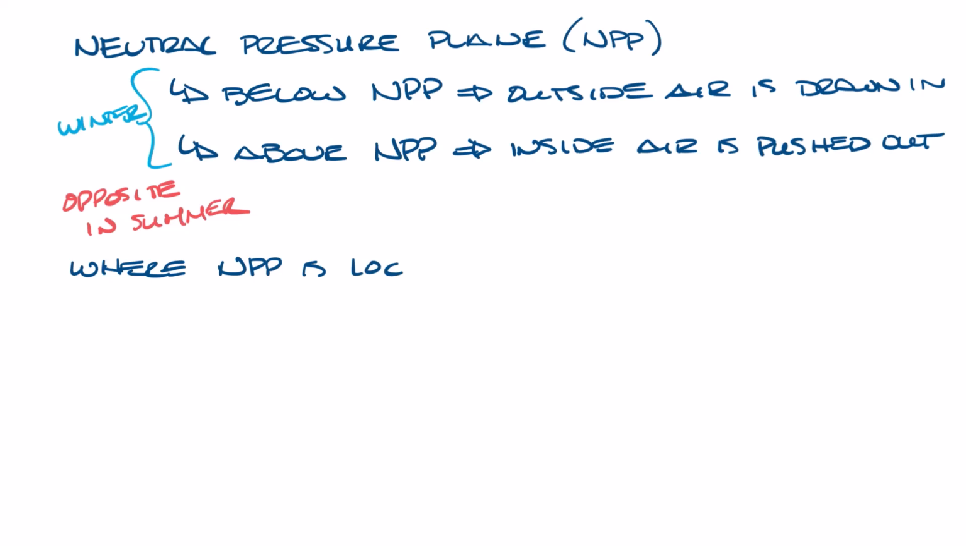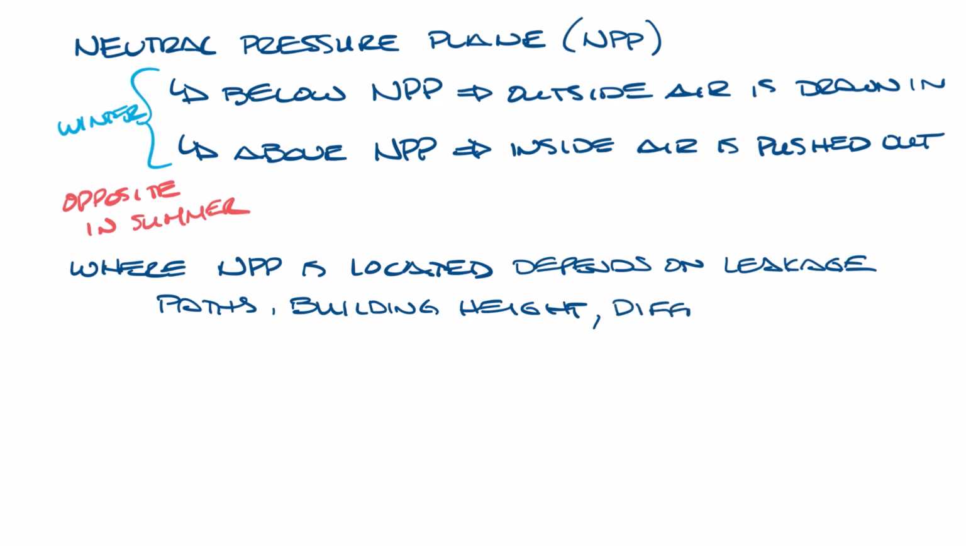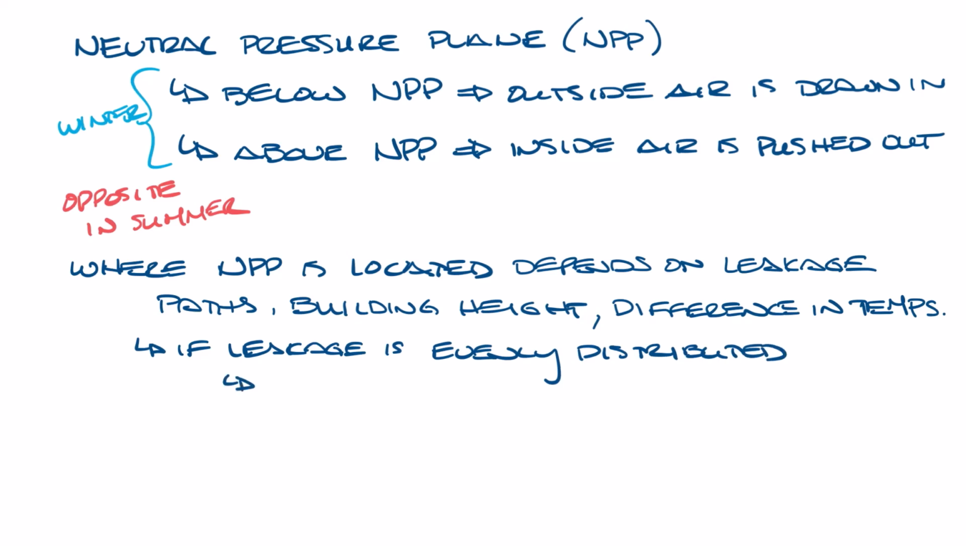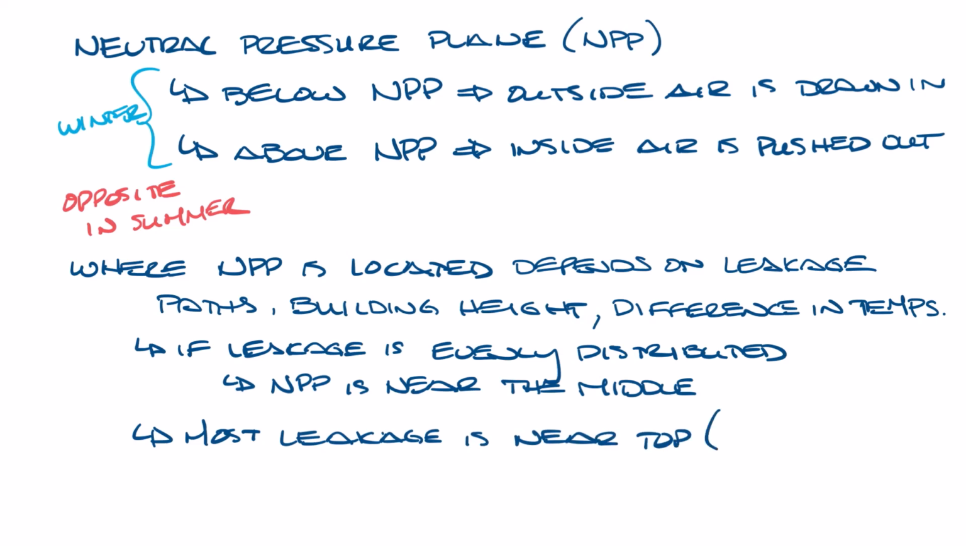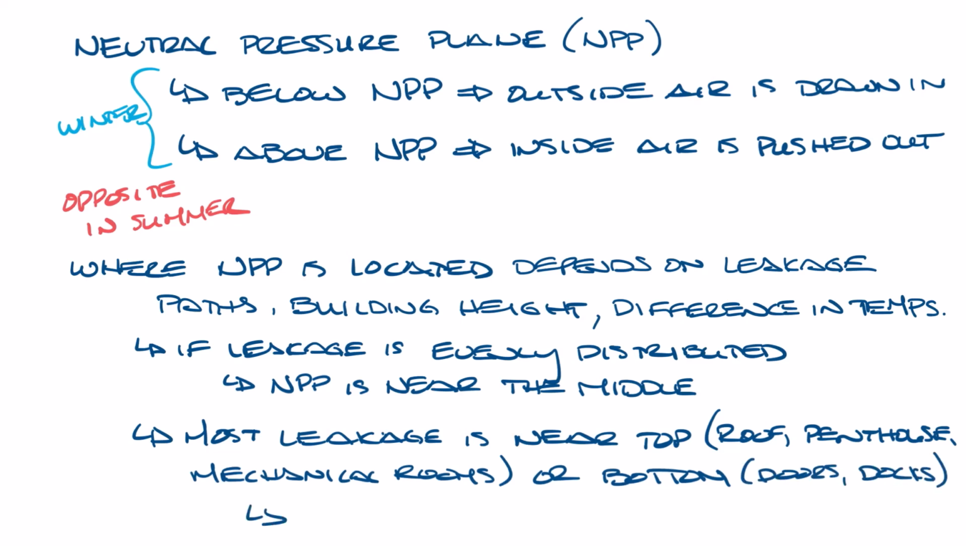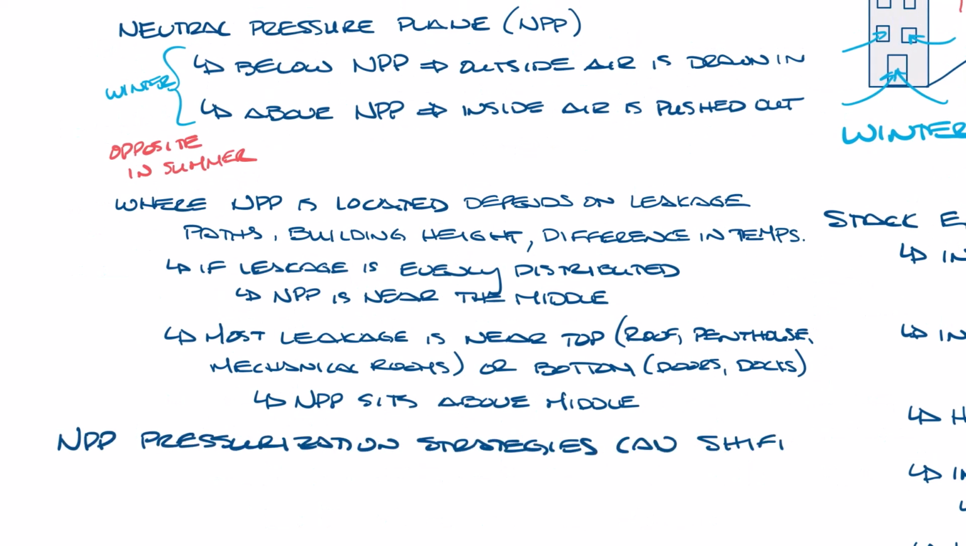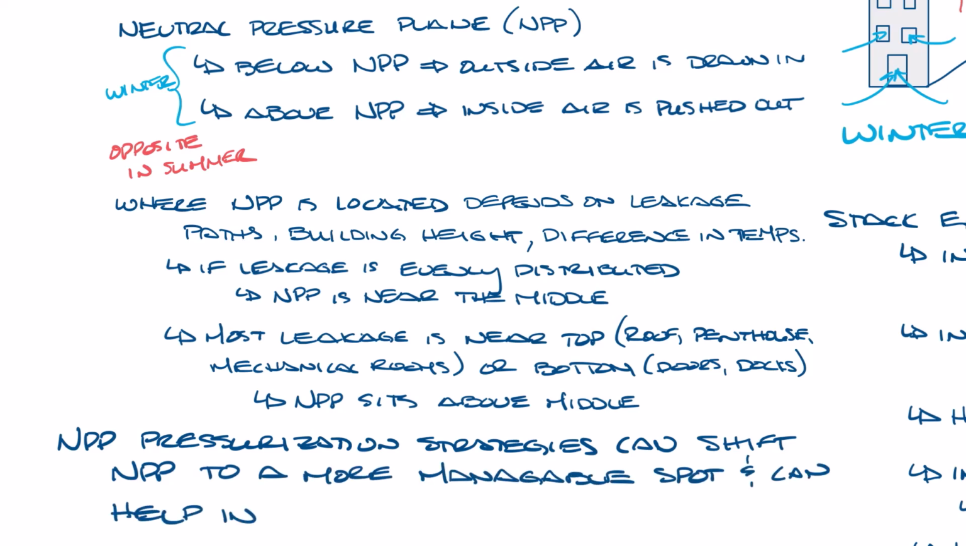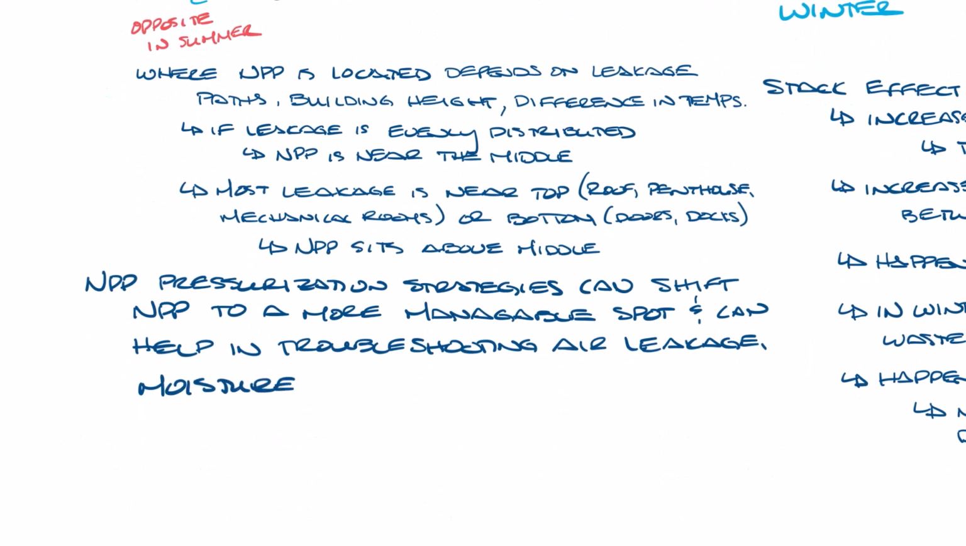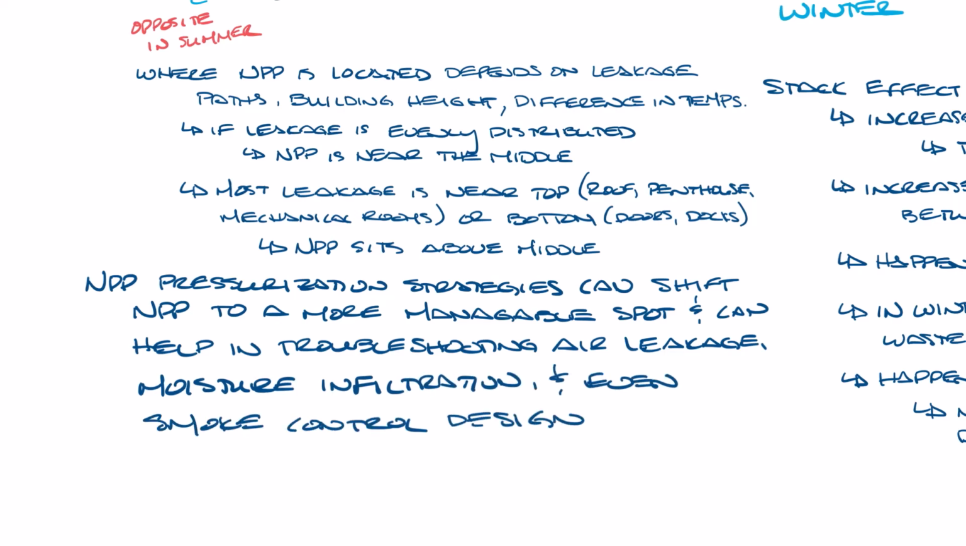Where the NPP is located in a building depends on the distribution of leakage paths, the building height, and the difference in temperature between inside and outside. If the leaks are evenly distributed top and bottom, the NPP often ends up near the middle of the building. In reality, since most leakage is at the top due to the roof, penthouse, mechanical rooms, and at the bottom from lobby doors and loading docks, the NPP often sits somewhere above the halfway point, closer to the middle to upper floors. HVAC pressurization strategies can shift the NPP to a more manageable spot, and the NPP can help in troubleshooting air leakage, moisture infiltration, and even smoke control in fire protection design.